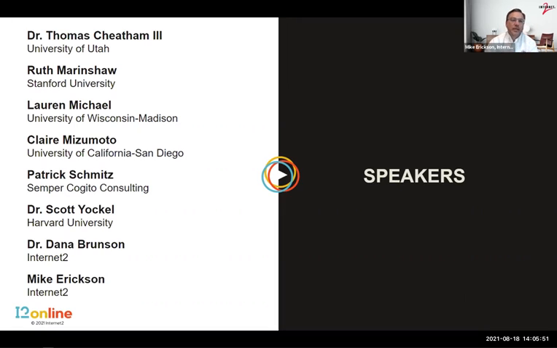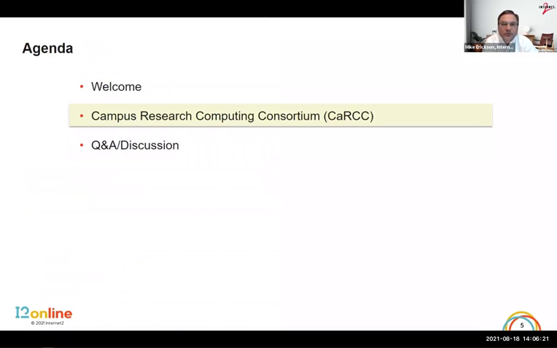We have Mr. Patrick Schmitz, the founder and principal consultant of Semper Cogito Consulting. Dr. Scott Yokel is with us, University Research Computing Officer from Harvard University. And last, but certainly not least, my colleague, Dr. Dana Brunson, our Executive Director of Research Engagement here at Internet2. So welcome to all of you, and we look forward to your comments. At this point, let's get started. I'll turn it over to Tom. Please go ahead.